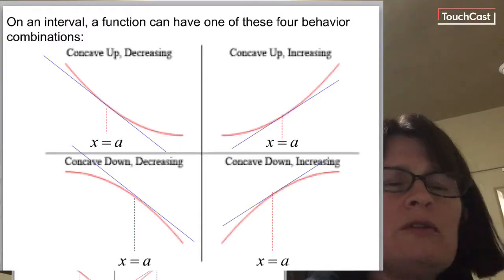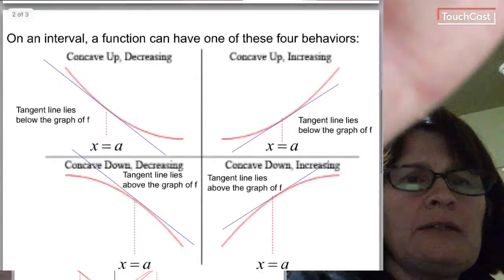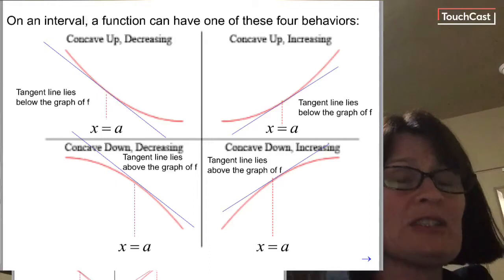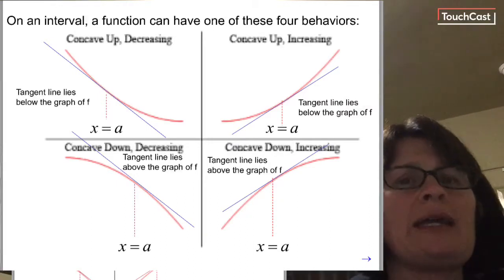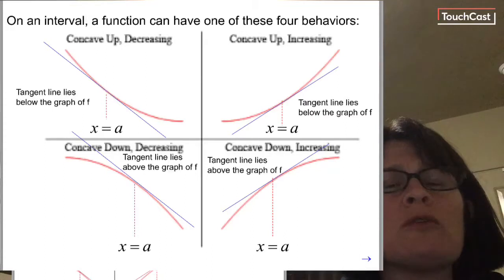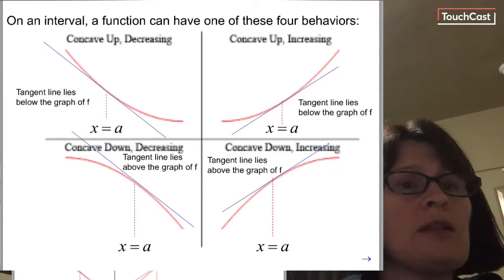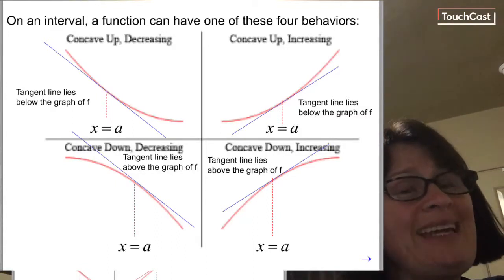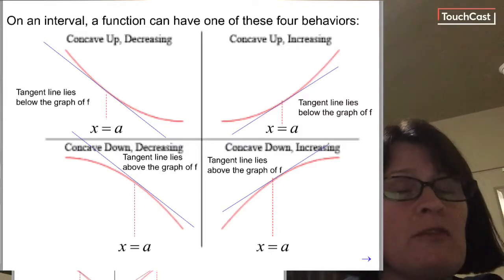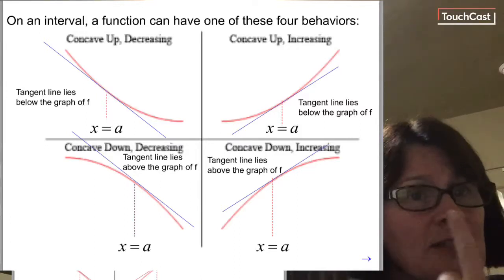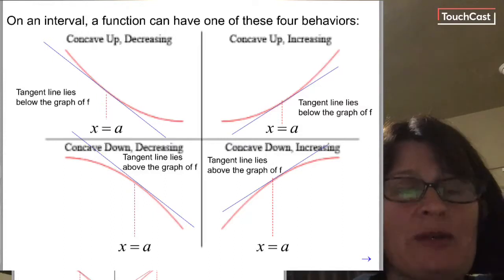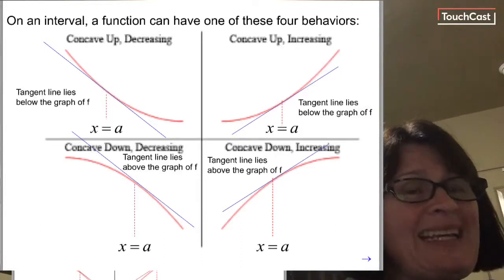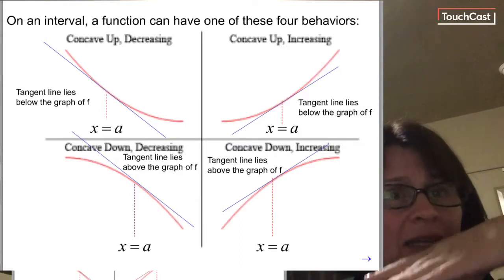So you can see here, in each of these cases, the curve is drawn in red, and the tangent line to some made-up point, x equals a, is drawn in blue. For the top left corner, the tangent line is below the actual red curve, which means that if I use tangent line values to approximate the curve, I'm always going to have an underestimate, except for right at x equals a, where I'm going to have exactly the right value. Similarly, where my function in the top right corner is concave up and increasing, I'm going to have the tangent line lying below the curve.